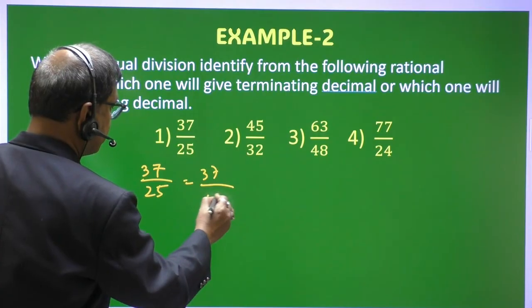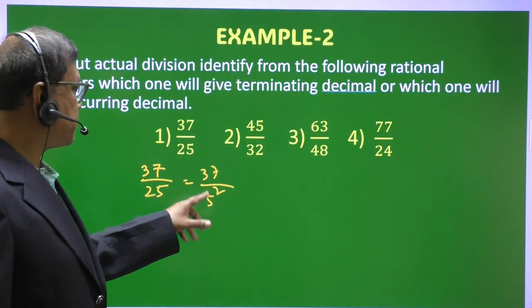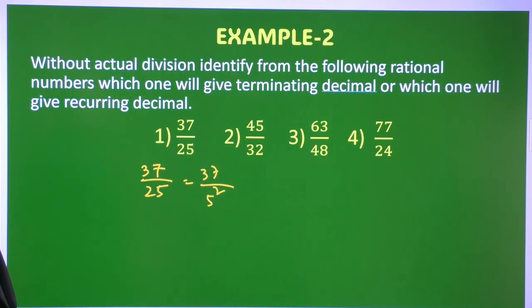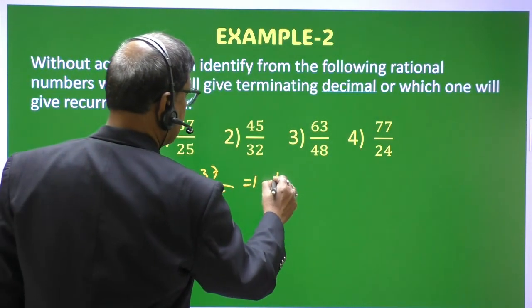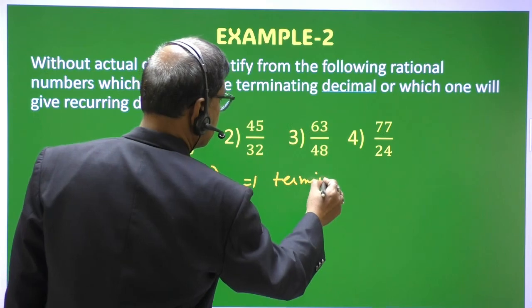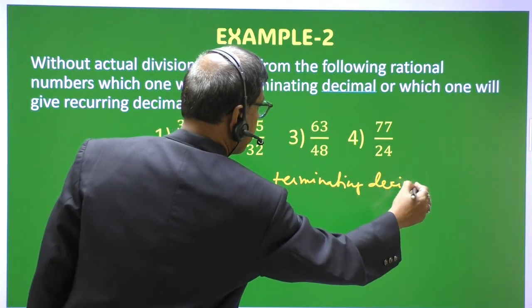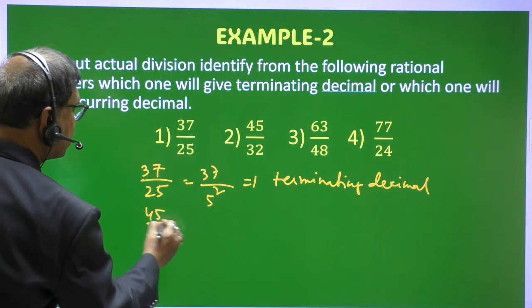25 is 5 square. So here the denominator is in the 5 to the power m form. So that means it will give a terminating decimal. Terminating decimal. Clear? Now second, 45 upon 32.